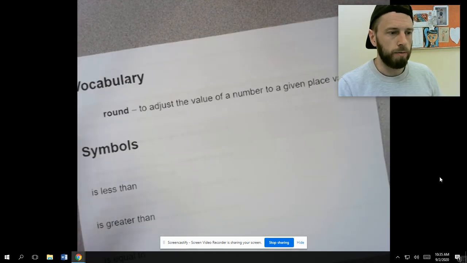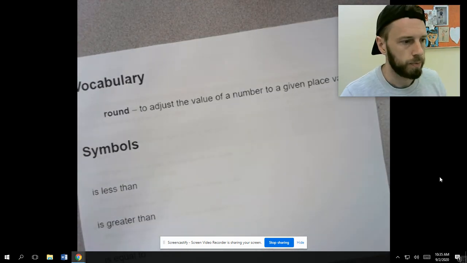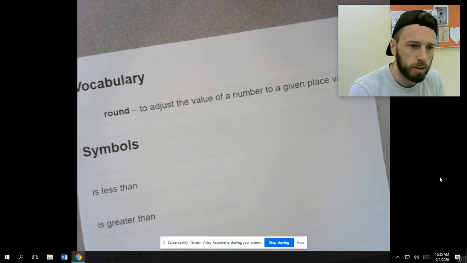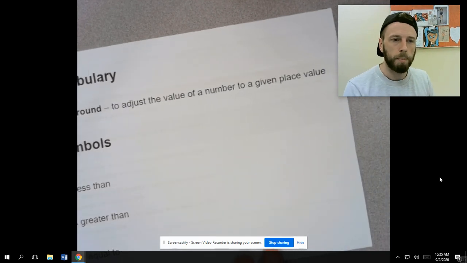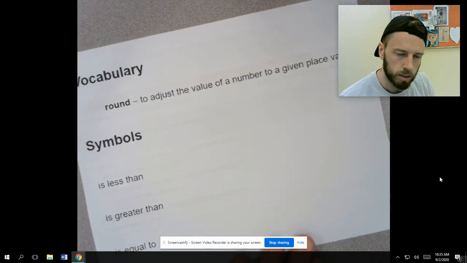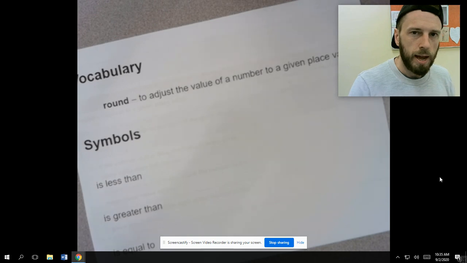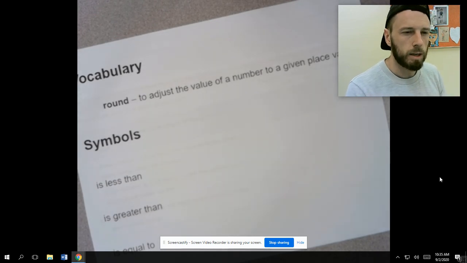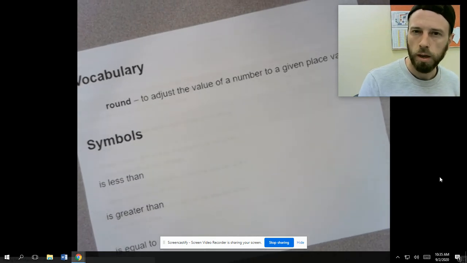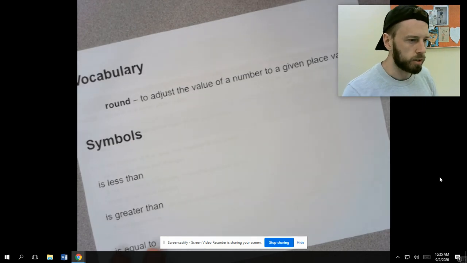So let's start off. Vocabulary for today. The word round. The word round means to adjust the value of a given number to a given place. Now that sounds kind of weird, but it's basically just taking a number and adjusting it to something that's close to it. Okay, and we'll talk a little bit more about that in just a second.